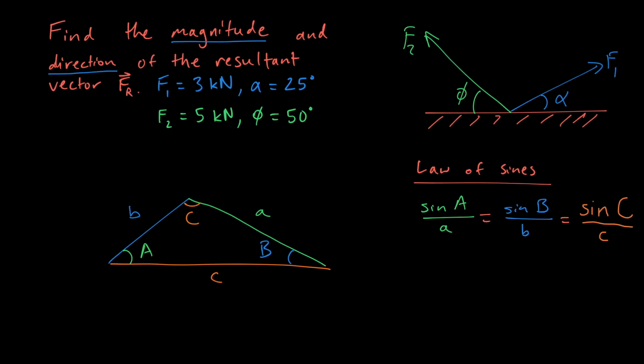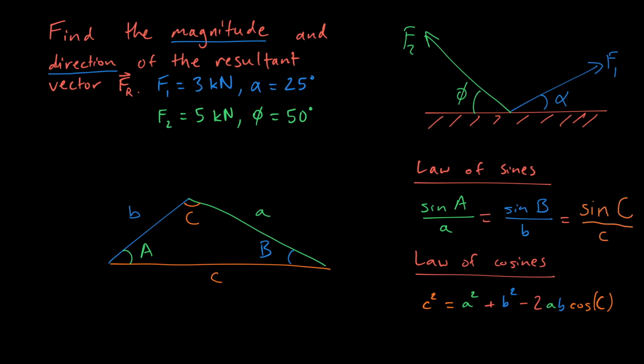And then we also have the law of cosines, which states that the side length C squared equals A squared plus B squared minus 2 times A, B, cosine of C. Now, with that out of the way, let's look at our problem statement here.